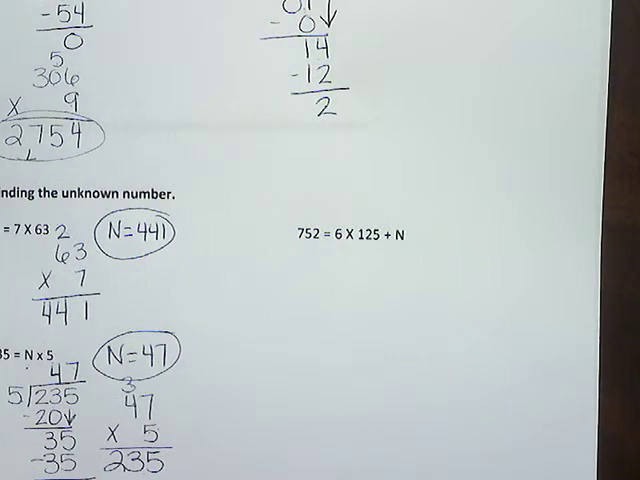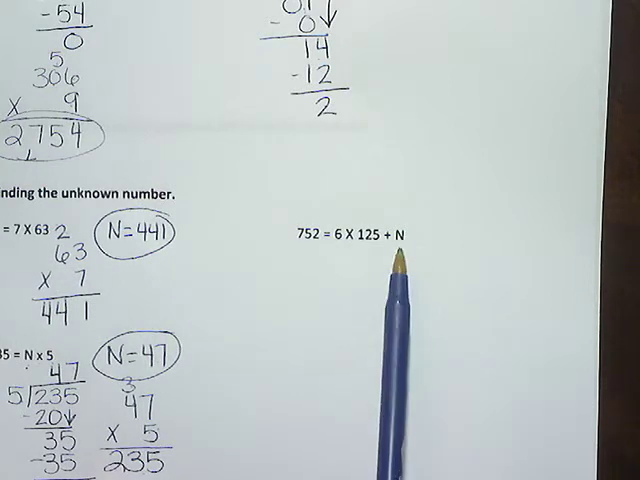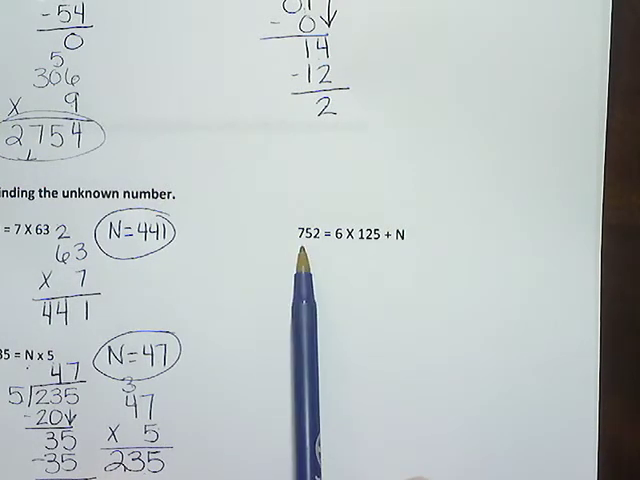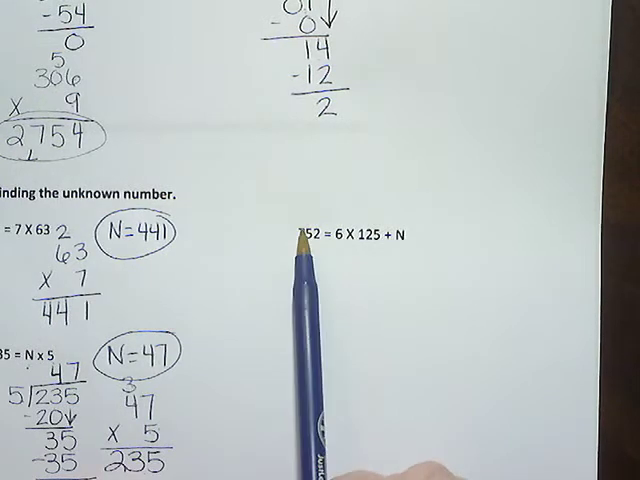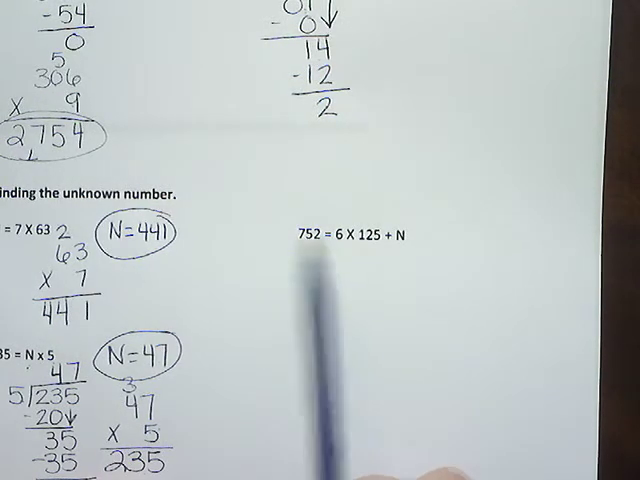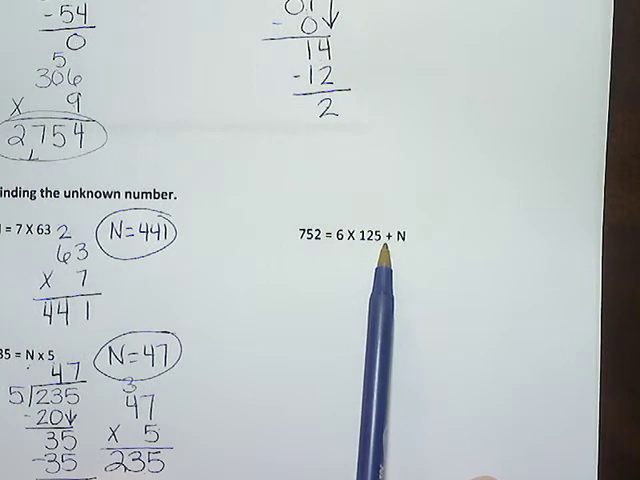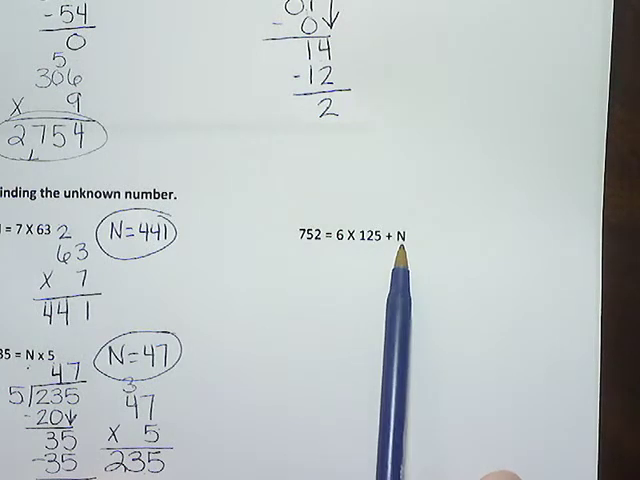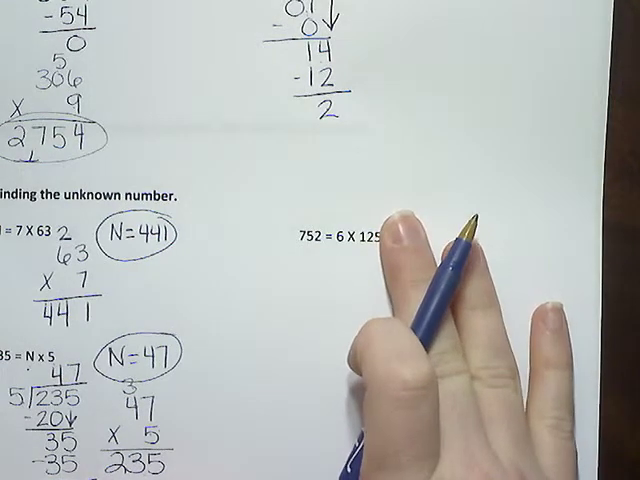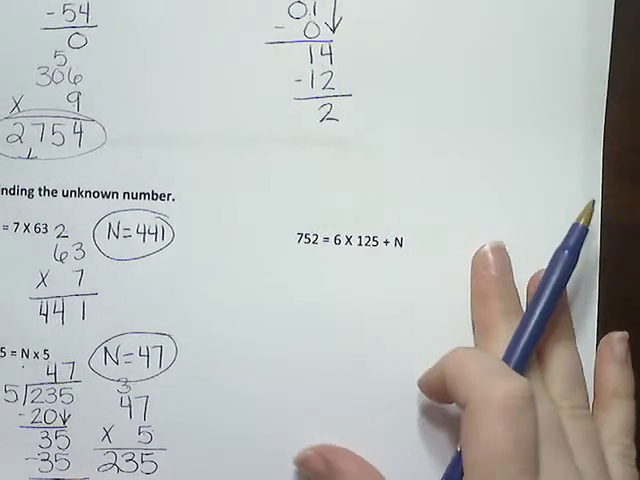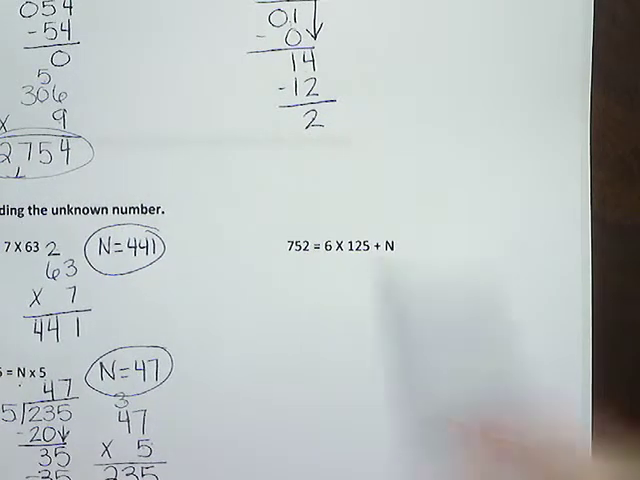Now this is a multi-step problem. There's more than one step to solve this type of problem. So I need to find n. So what it's saying is 752 equals 6 times 125 plus n. So the way that I'm going to break this down is I'm going to pretend like n is not there. And I'm going to multiply 6 times 125.